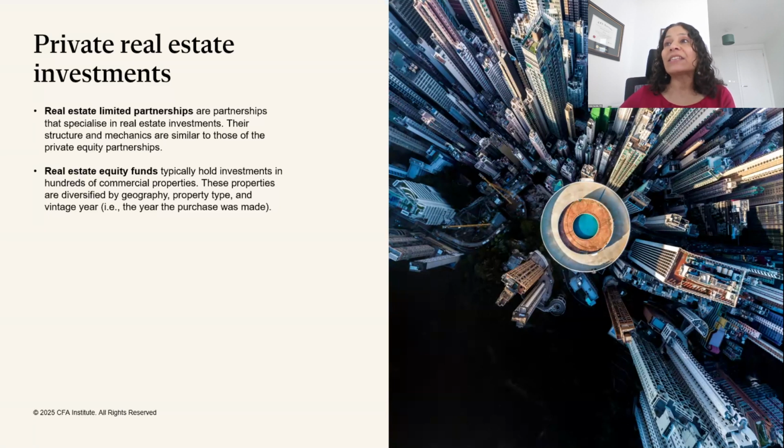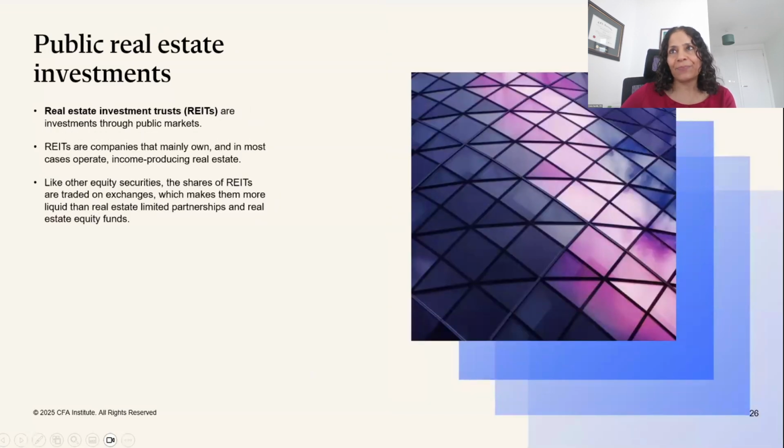Let's talk about real estate equity funds. They typically hold investments in hundreds of commercial properties. They are open-ended funds. What is an open-ended fund? They can issue or redeem shares when investors want to buy or sell. They are made out of the real estate equity fund's cash flows, such as the income received from rents and the sale of properties. Let's look at public real estate investments, or REITs. REITs are companies that own, operate, or finance income-producing real estate across a wide range of property sectors. It's a good option for an investor to earn income from real estate without having to buy, manage, or finance properties themselves.